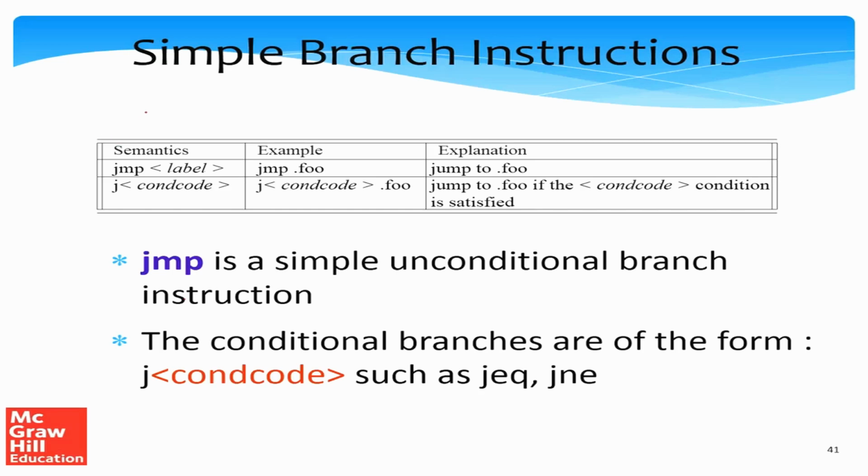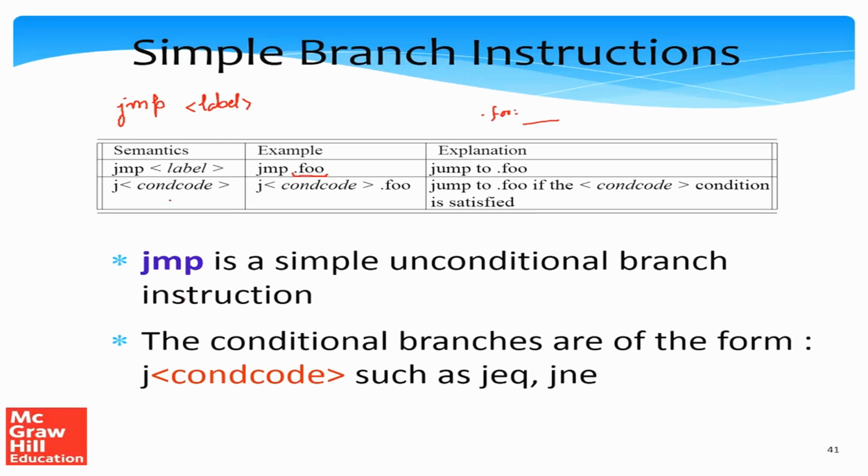So branches pretty much work the same way as they worked in simple RISC and in ARM. Here we have the jump instruction, which is the unconditional branch. We always jump to a label, and the label essentially indicates the instruction that we want to jump to. So if you are jumping to label .foo, it essentially means that we are jumping to the instruction that is pointed to by the label .foo.